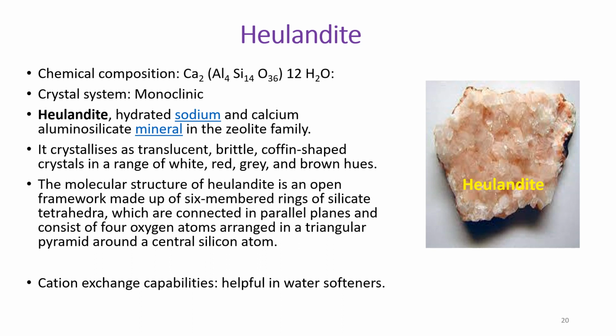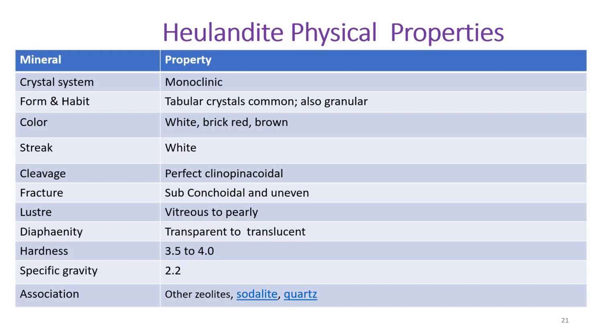So these are all tectosilicates. They are made up of 6-membered rings of silicate tetrahedra which are connected with parallel planes, and which consist of 4 oxygen atoms arranged in a triangular pyramid around the central silicon atom, and they have cation exchange capabilities, and these are helpful in water softeners.